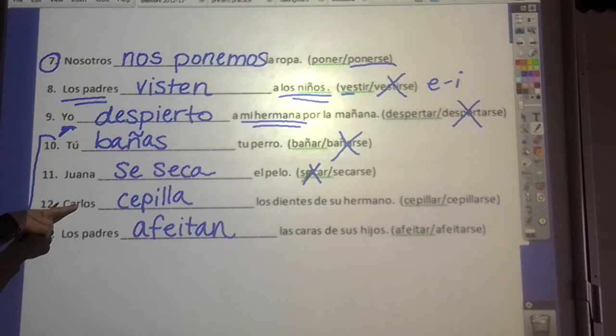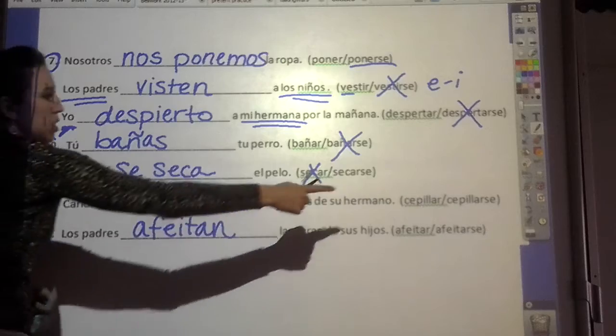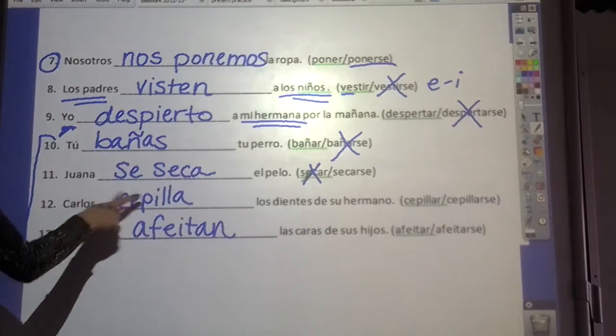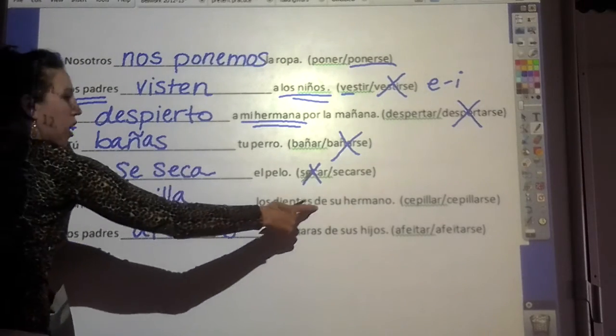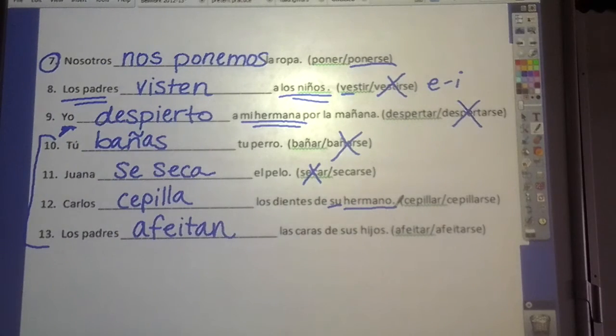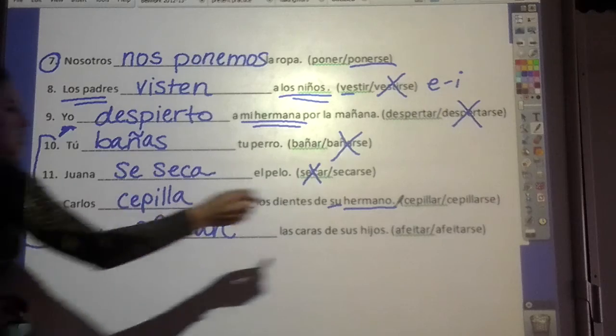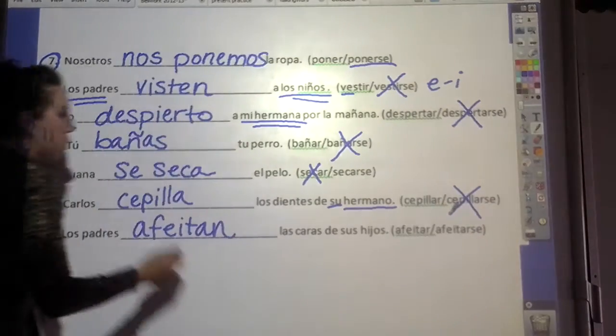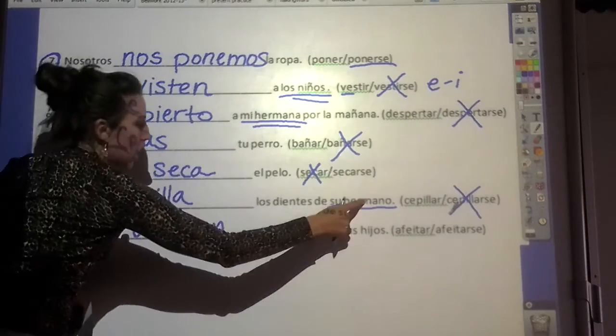Número 12, Carlos brushes, because cepillarse quiere decir to brush. Carlos brushes the teeth of his brother. So his brother's teeth. So it's not reflecting on him. So this is not reflexive because Carlos is doing it. It's happening to his brother.